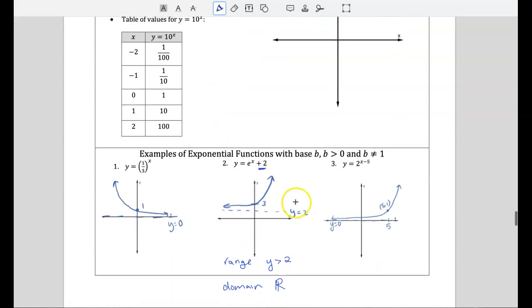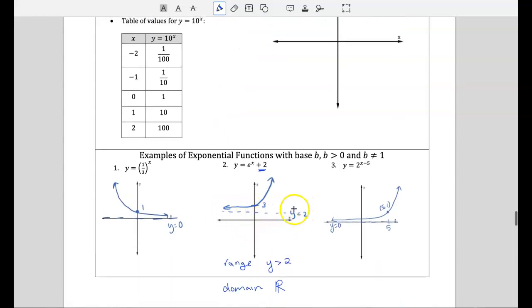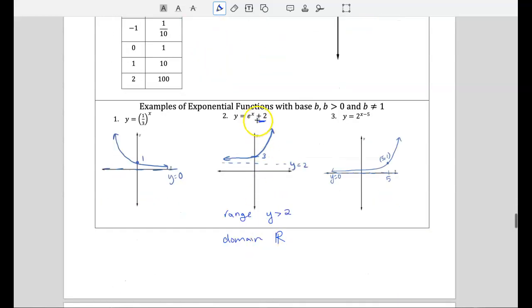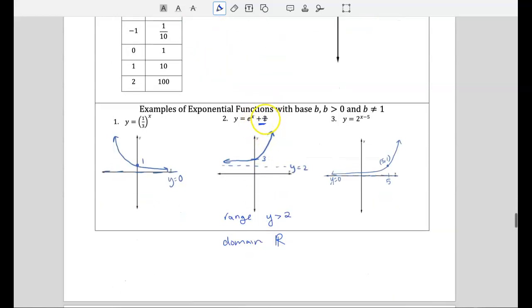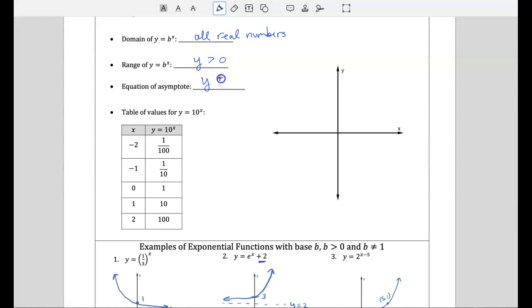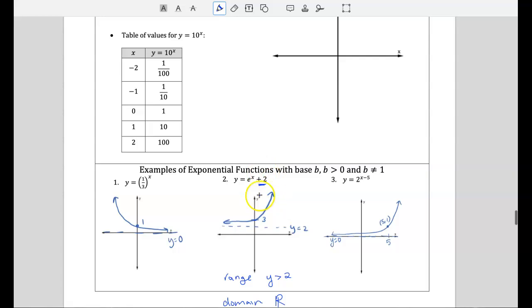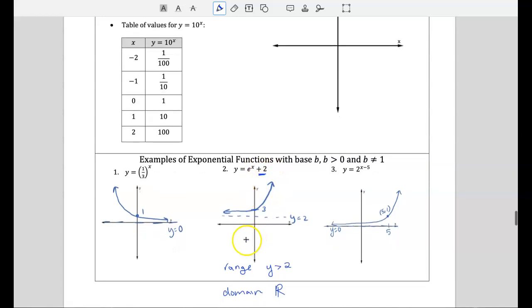The equation of the asymptote here would be where it's approaching, right? So in this case, it's going to be approaching y equals 2 or some y equals k value. If you're not adding anything to the exponential, then it will be y equals 0. If you are adding something like 2, it'll be y equals that, whatever that value is.